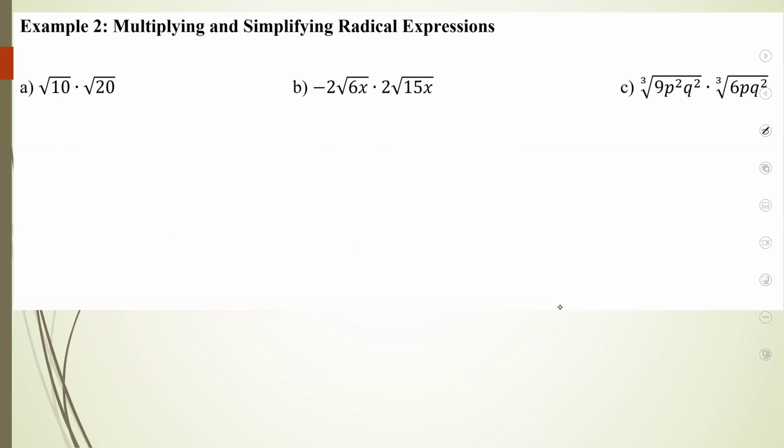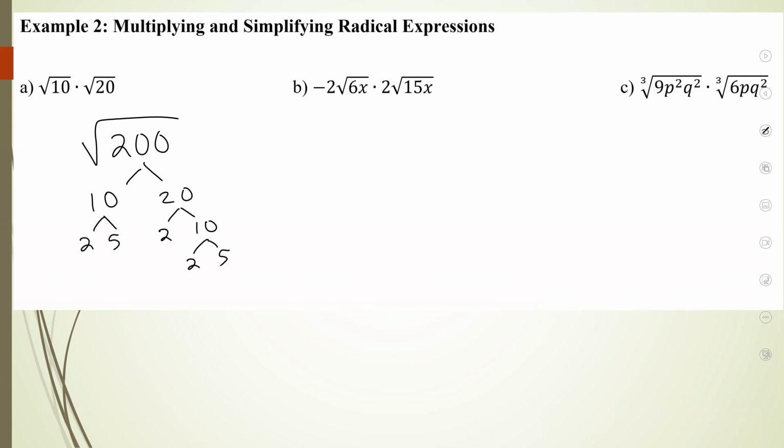So here, 10 times 20 is 200, and we can simplify this. Well, I know 10 times 20 is 200. This can be 2 times 5. This can be 2 times 10. This can be 2 times 5. So we just broke these down.